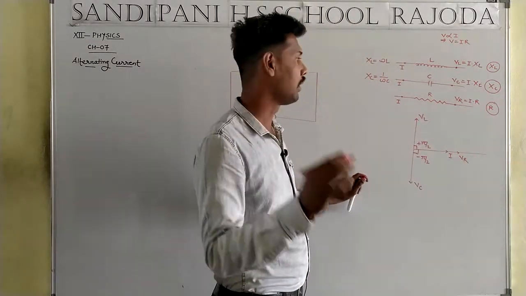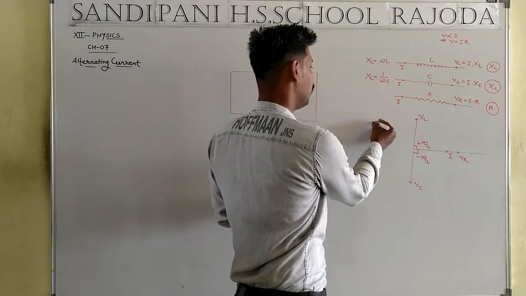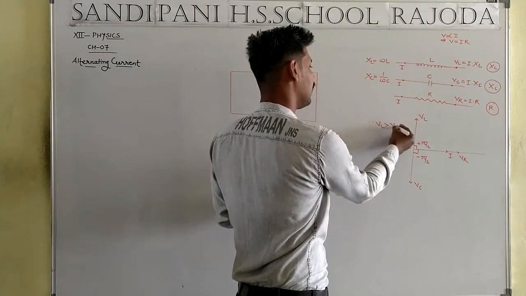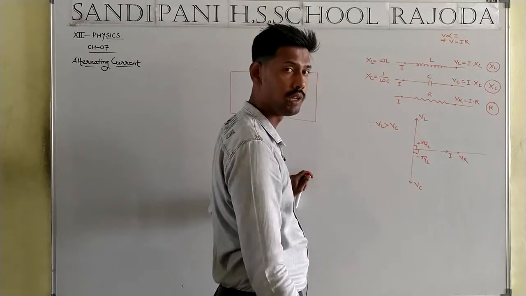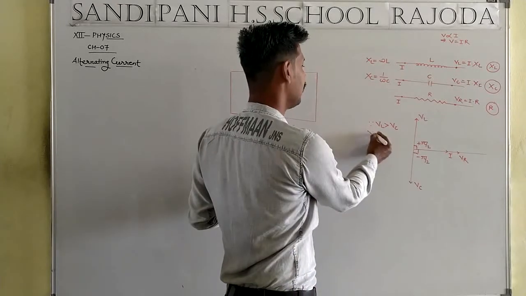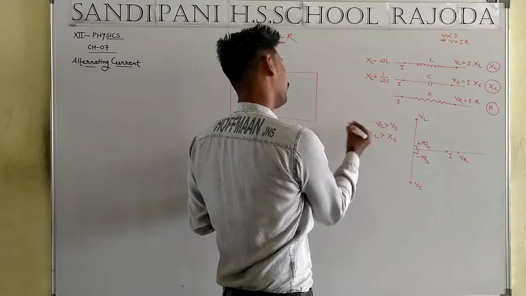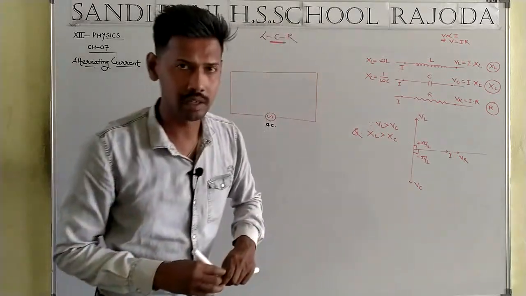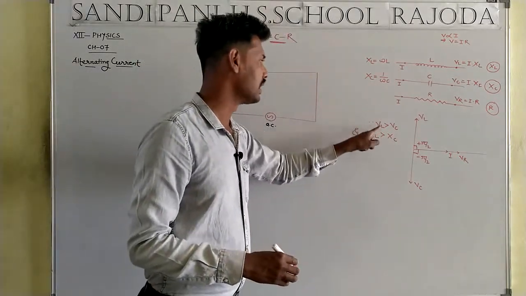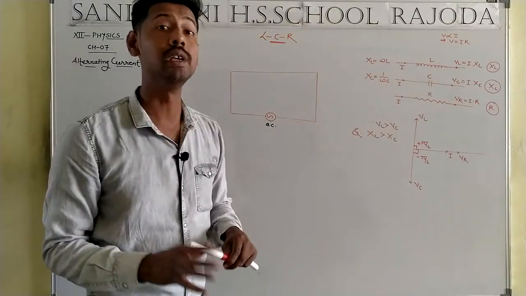Now we decide VR, the direction of VR always in the direction of current. Student, here VL always greater than VC. What is the meaning of the VL greater than VC? That means XL always greater than XC. Okay, first one, when XL greater than XC such that we can say VL greater than VC.